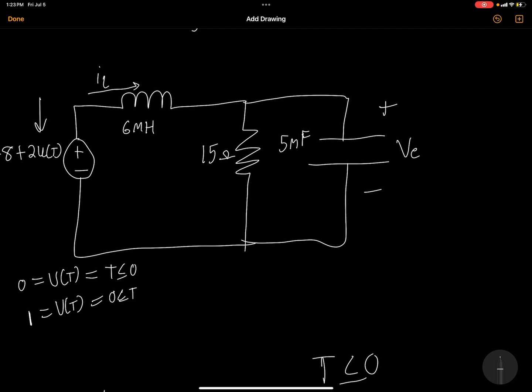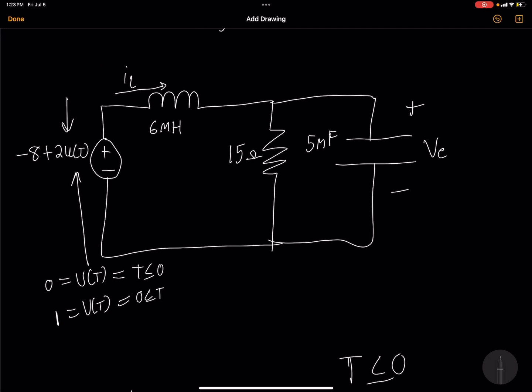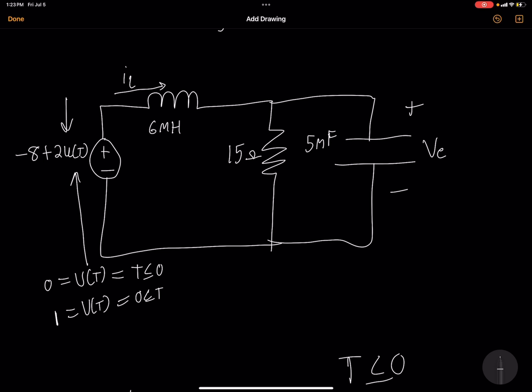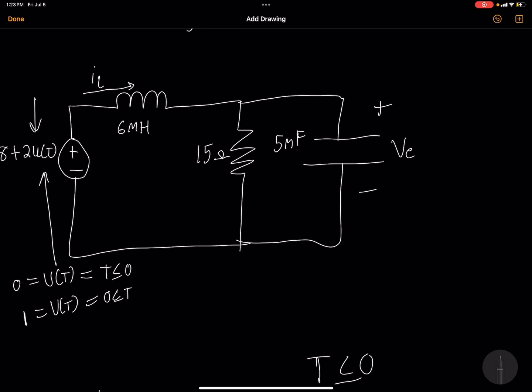Now, it's important to notice that this directly substitutes into this, by the way. U of t is 0 for t less than 0, so this becomes negative 8, and then 1 makes it negative 6. Anyways, it's good to notice that there's also the variant U of negative t. And all this means is that these are switched. For t less than 0, it now becomes 1, and for t greater than 0, it now becomes 0. That is for this.